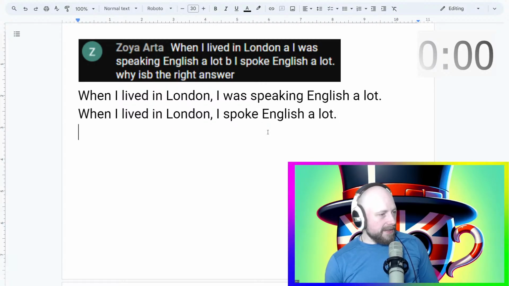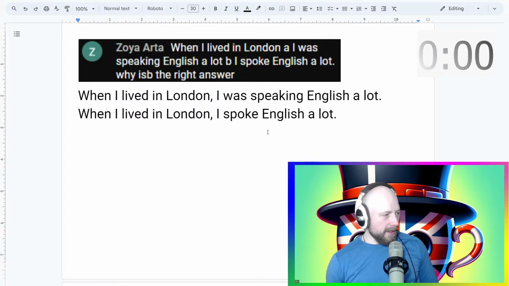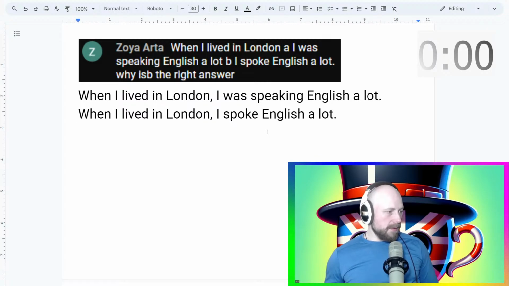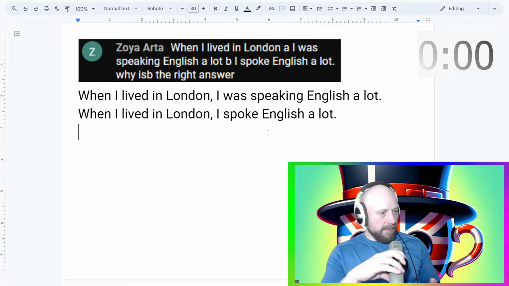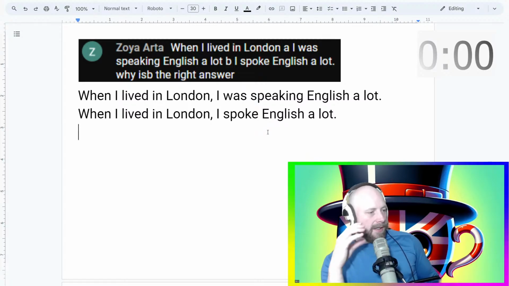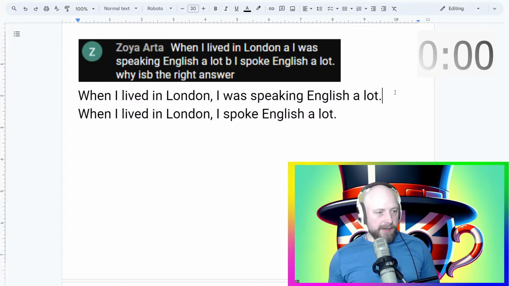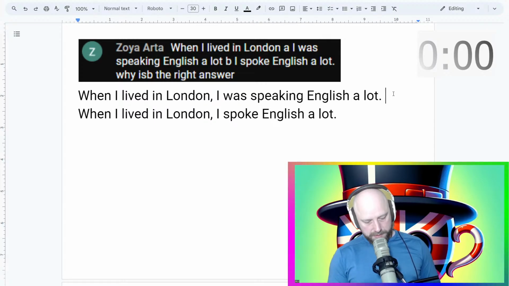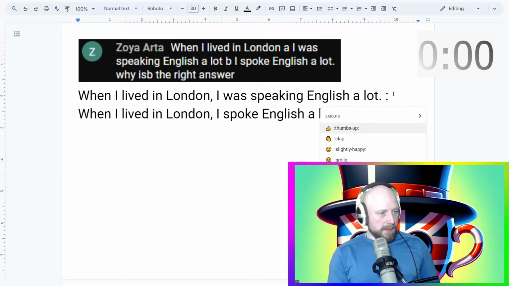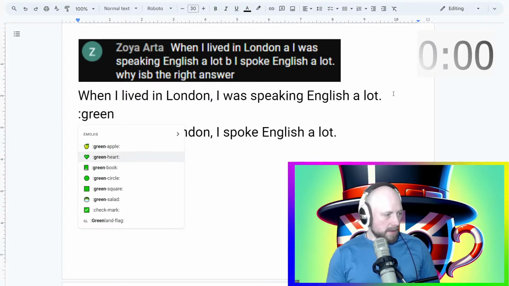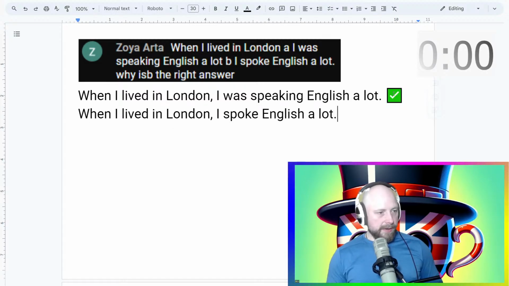Why isn't B the right answer? They're both the right answer. There's nothing wrong with them. When I lived in London, I spoke English a lot. Yeah, it's fine. They're both fine, Zoya. What's this from? They're both okay.